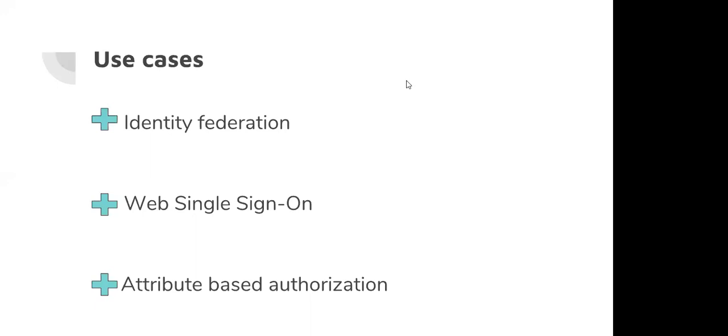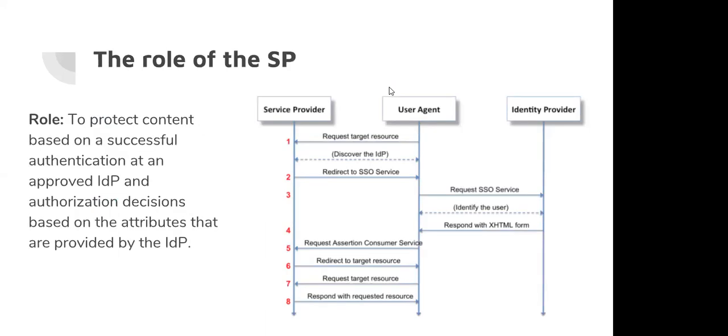So there's some use cases for using SAML. The one that we're looking at today is really about identity federations and using SAML to provide our identity federations. And the part we're looking at is the service provider part of SAML. SAML also provides web single sign-on, and it also allows for attribute-based authorization. So those in a bit more detail. But before that, the service provider's role within the whole SAML situation.